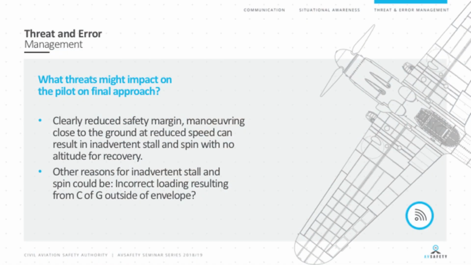So, what threats might impact on that aircraft on final approach? Clearly reduced safety margin, manoeuvring too close to the ground at low airspeed. Puts that aircraft very much into an undesired aircraft state. Could very easily lead to things like an inadvertent stall and then a spin close to the ground, which would be unrecoverable in the height remaining.